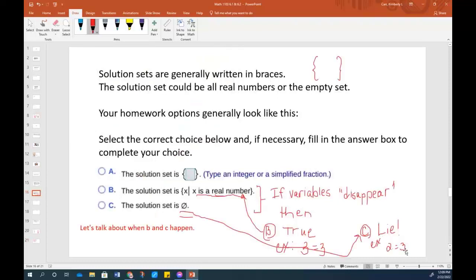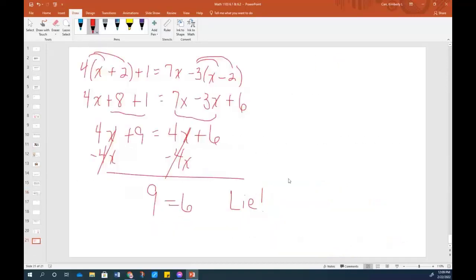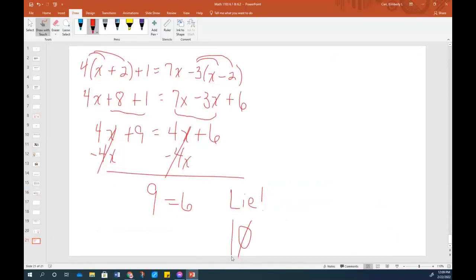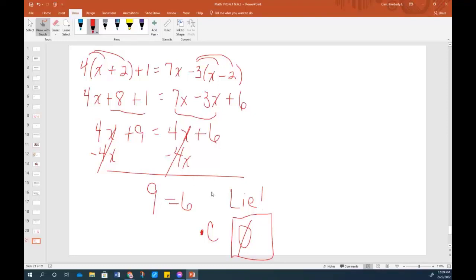If it lies to you, like you get 2 equals 3 or 4 equals 6, then you should choose option C. The set is no solution. So here what I would choose is no solution, and no solution is the answer. And if you're working your homework and it asks you what kind of answer it's going to be, you're going to choose option C, no solution. Okay? If on the other hand, I'm not going to work another problem, but if on the other hand you did the same sort of work and you came out with 6 equals 6, then it would be all real numbers because that is true no matter what.